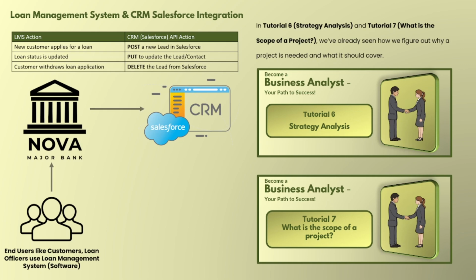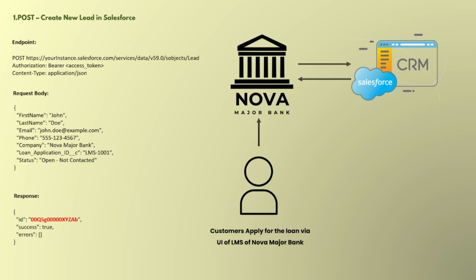So the end user goes to Noah, but Noah has something going on with the CRM. Now it's time to see what exactly is going on, and we will see each method one by one. The very first is the post method. In the picture you can see the endpoint, and we are using post. Post means we are sending some data. The customer is applying for a loan via the UI of the loan management system of Noah Major Bank. Once that data comes to Noah Major Bank, it triggers the endpoint, that is the post method, and it goes directly to Salesforce.